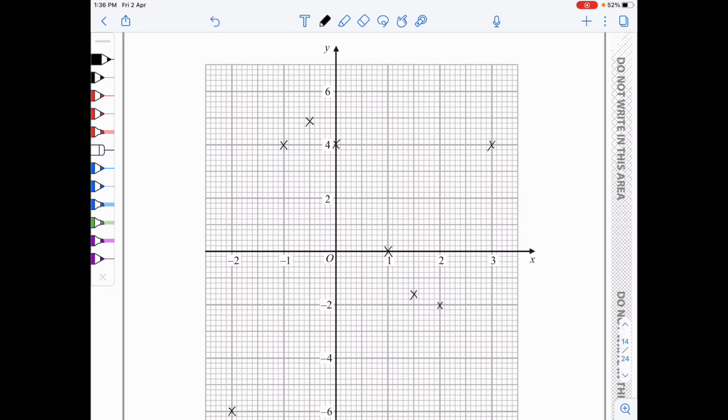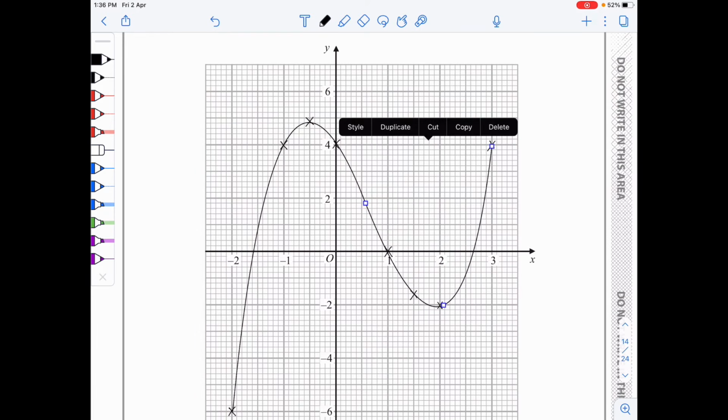The aim is to join this with a smooth line, as smooth as it gets. So maybe something like this. And I will continue this. It's a cubic, that's the graph we were expecting. So this is what we get here.